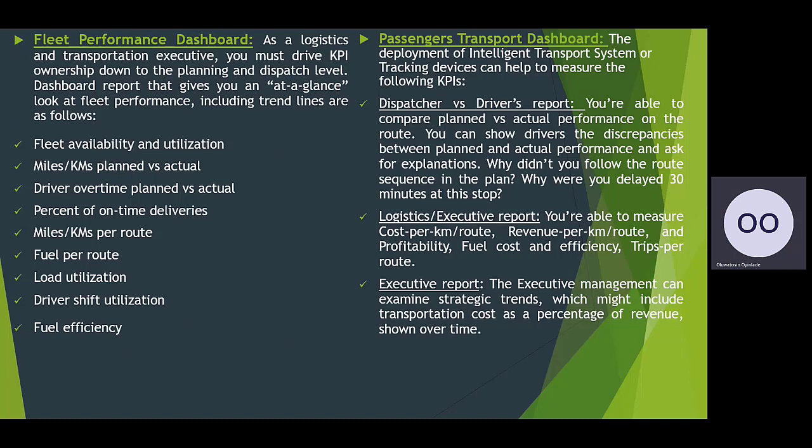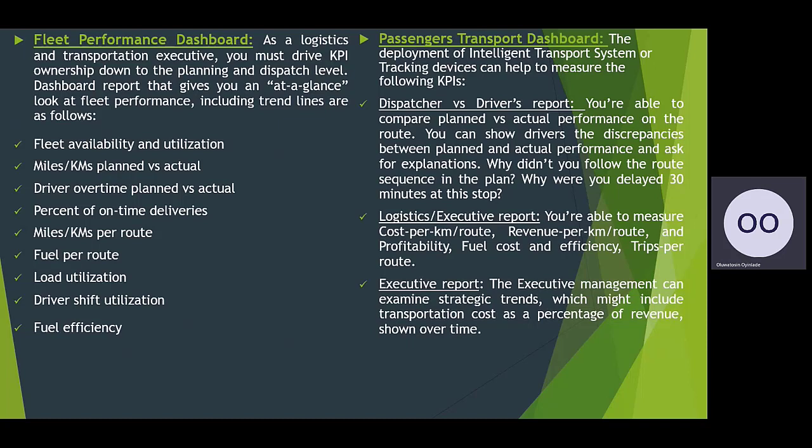There are some deviation reports. Oh, a driver is supposed to do a particular route, but you notice that he's doing another route. You're able to call the attention of the fleet supervisor to say, okay, why is this driver not doing the scheduled route? Why is he going another route? So if there are reasons behind it that are genuine, fine. But if not, you can flag it and the driver is summoned. So these are some of the dispatcher and driver reports that can be generated. Logistics executive reports, for executives or some of the managers.